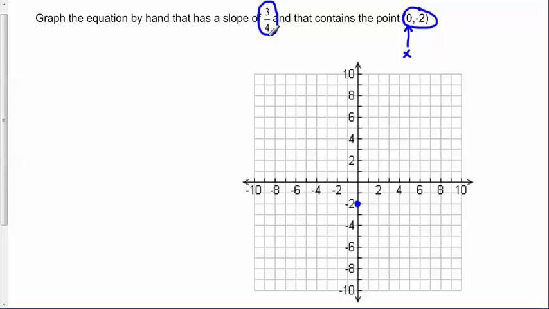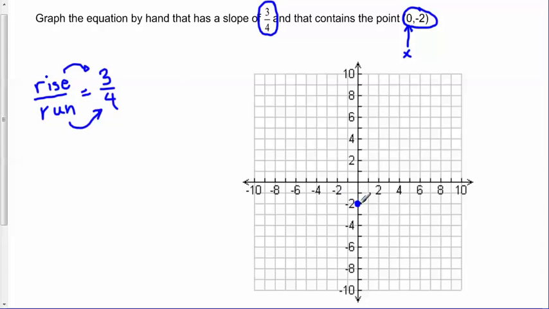Now, to use the slope, we have to be sure that we understand what slope means. Remember that the idea of the slope is the rise of the line over the run of the line. And in this case, they told us that the slope is 3/4. So that means I'm going to rise 3 units for every 4 units that I run. And running is the going back and forth, if you think about how you might run.